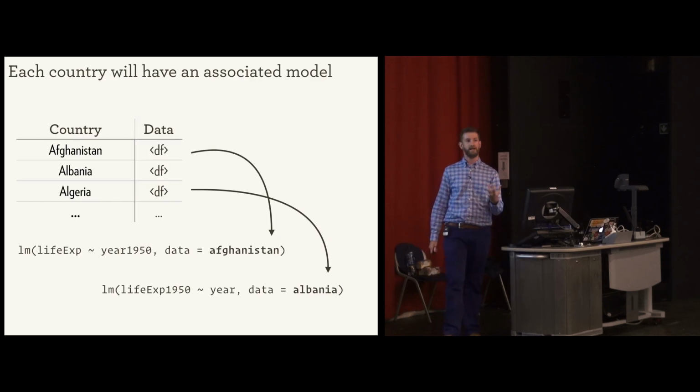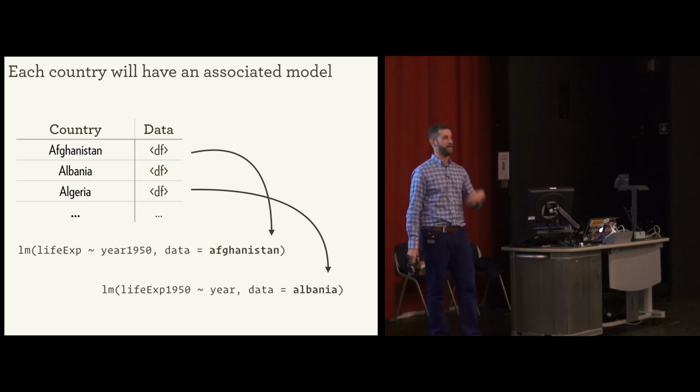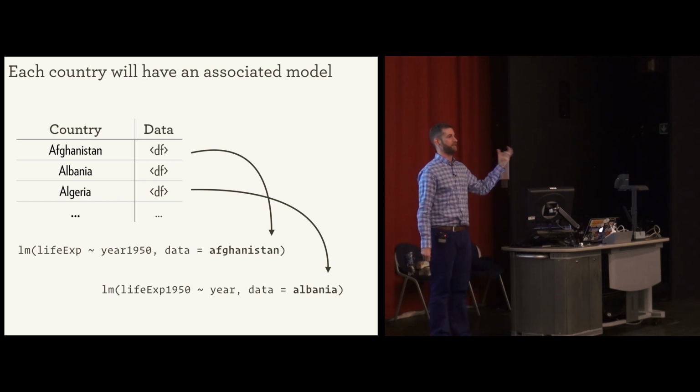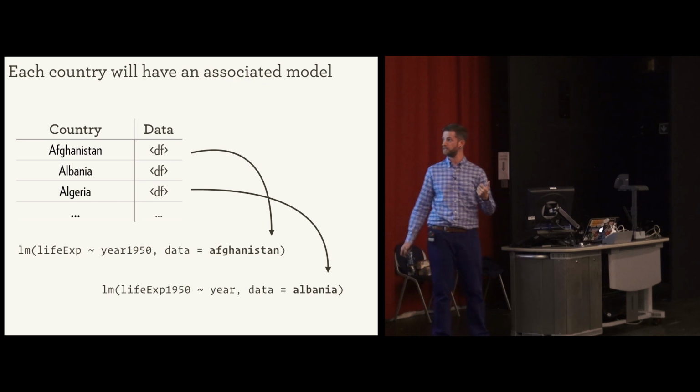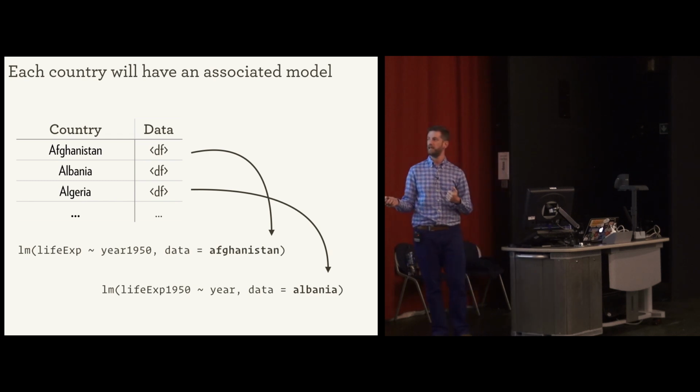Okay, so now we've got a data frame. We've got one column that gives us the name of the country. We've got another column that has a whole lot of data frames. Each one gives us the data for the individual countries. And now what we want to do is fit a linear model to each of those countries. A very, very simple linear model. I'm just going to predict life expectancy based on the number of years since 1950.